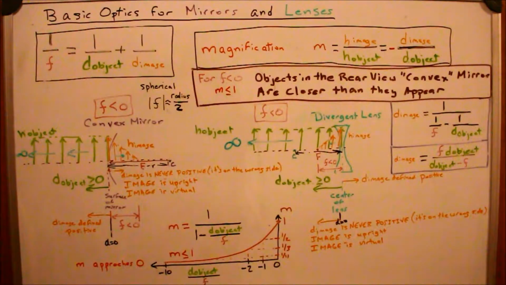And this is part of the reason why sign conventions are so important with lenses and mirrors: to know what's defined as 0 and what's defined as positive, both for the distance of the object and for the distance of the image, because it's different for mirrors and lenses.